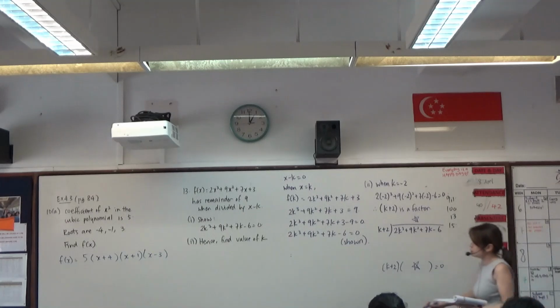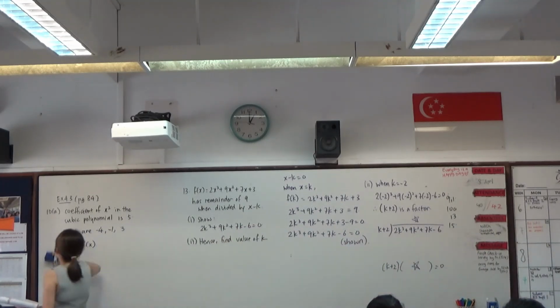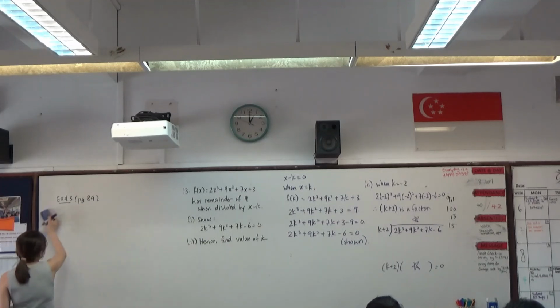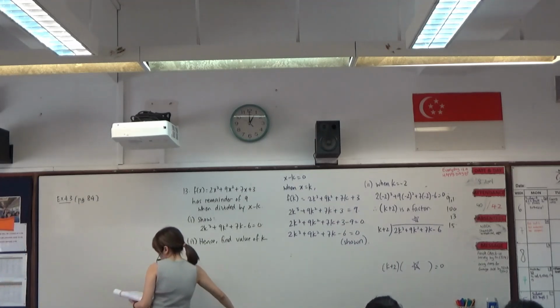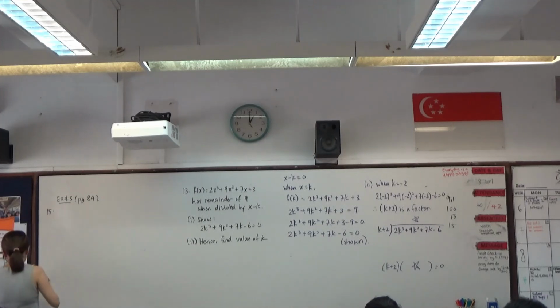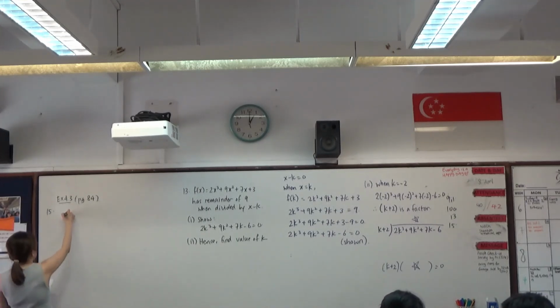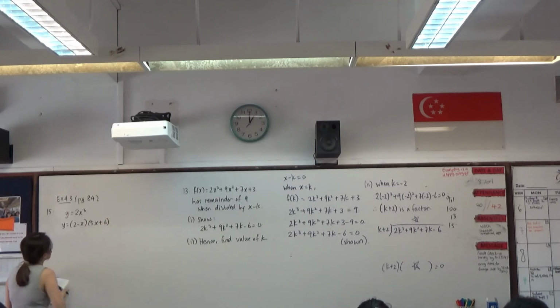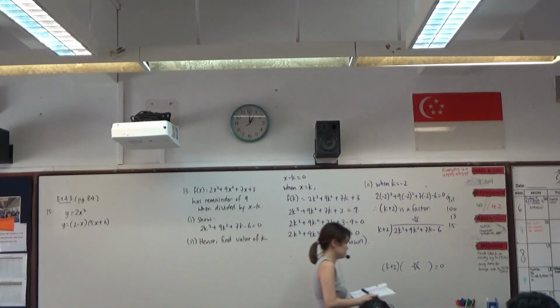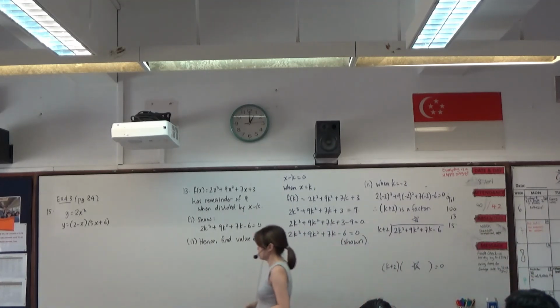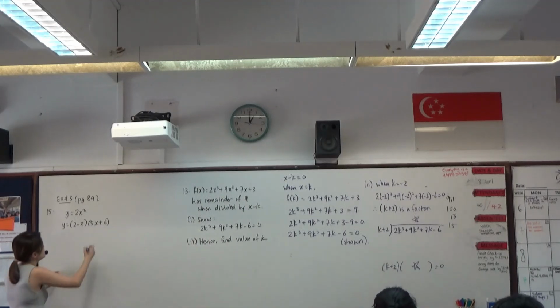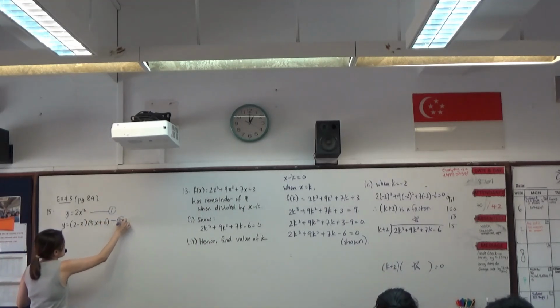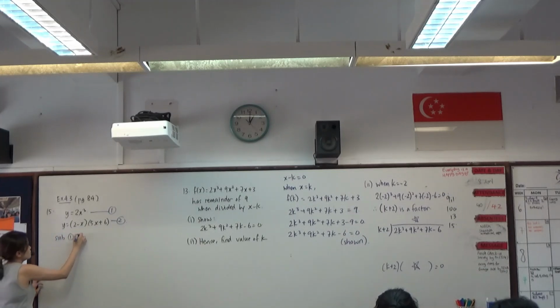Okay, last one. Find the coordinates of the points where the curves y equals x cubed and y equals (2 minus x)(5x plus 6) intersect. When we say two things intersect, what are we looking for? Simultaneous equation solving, right? So equation 1, equation 2, set 1 equal to 2.